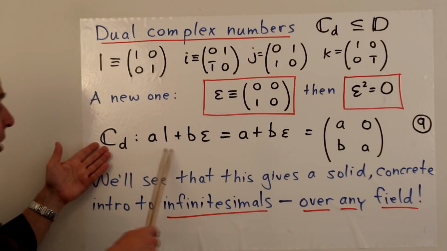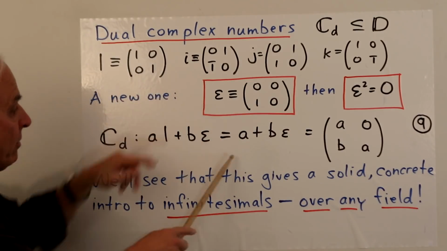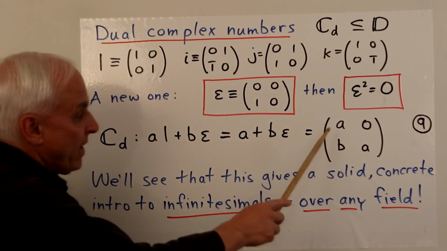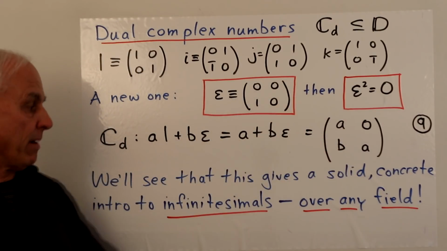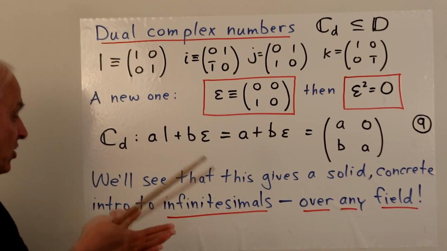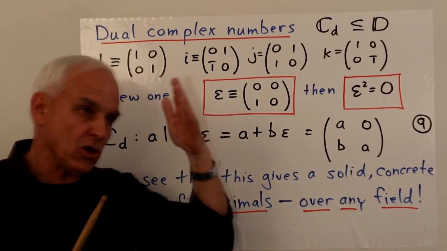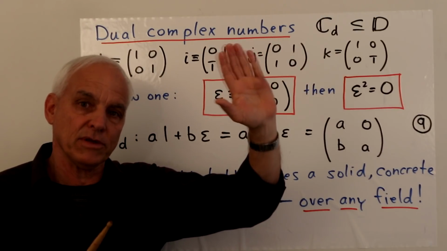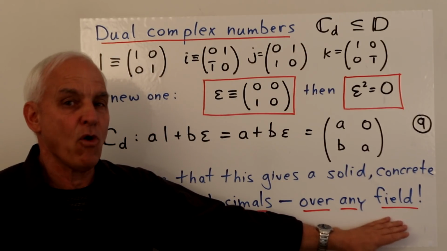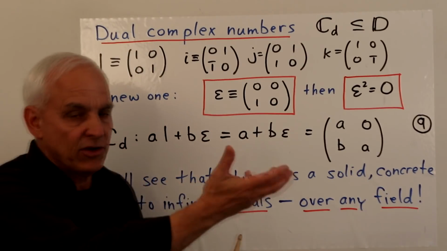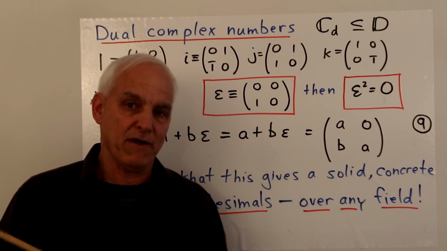And so then we can consider combinations of 1 and epsilon. For example, a times 1 plus b times epsilon, which we'll just write as a plus b epsilon. And that is just the matrix a, 0, b, a. And that is then a dual complex number. And we'll see that this gives a solid, concrete introduction to infinitesimals, completely without any philosophy, without any logical requirements of accessing all kinds of infinite things. And very importantly, that it works over a general field, which brings into focus this possibility that we could actually do calculus over general fields if we thought in a big enough way.